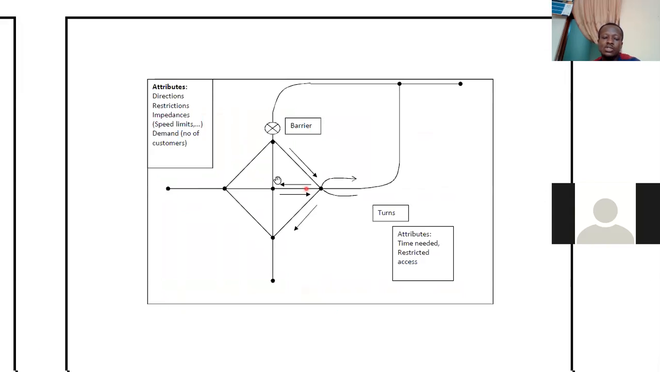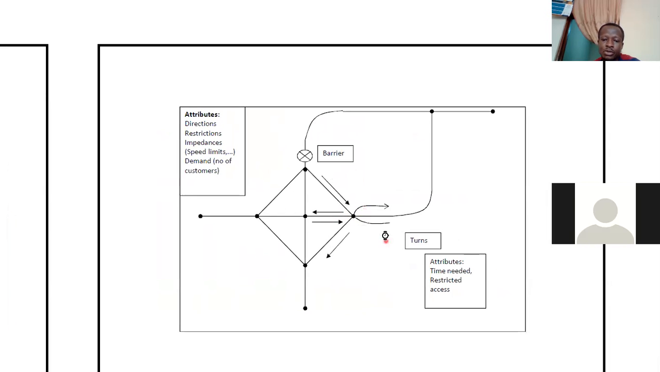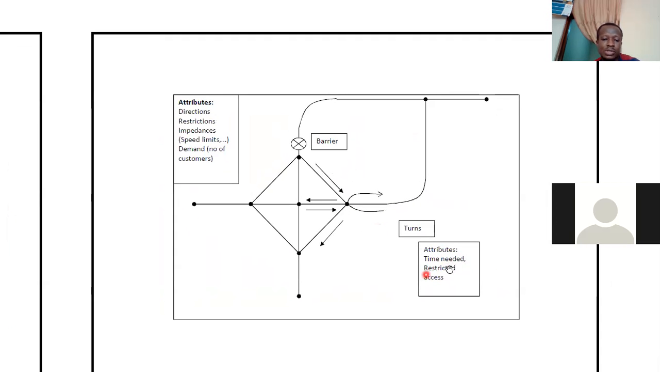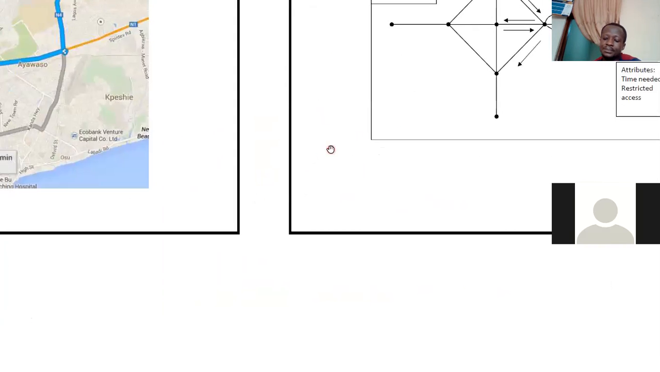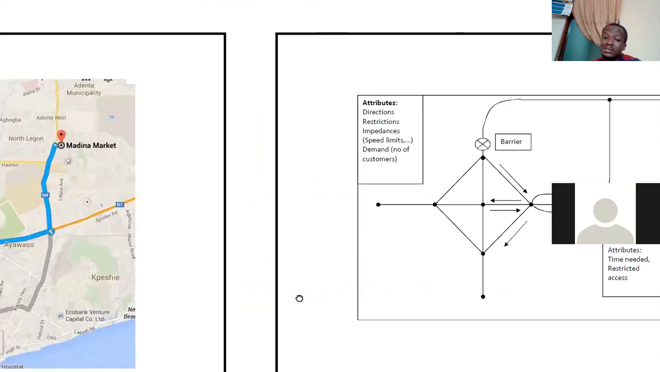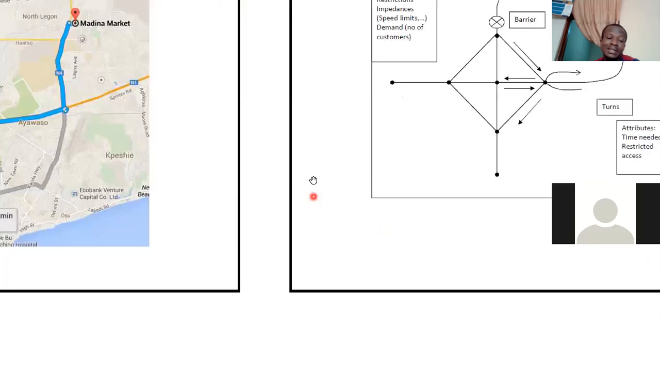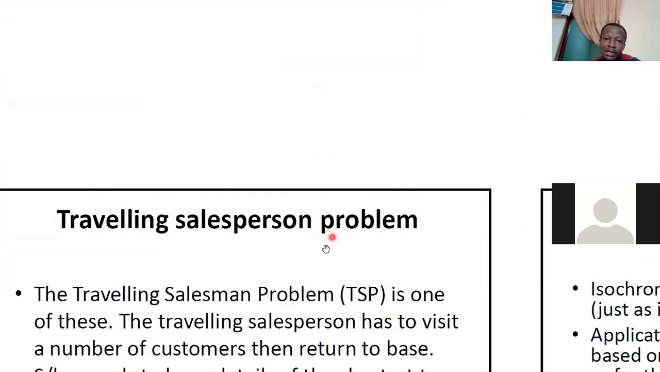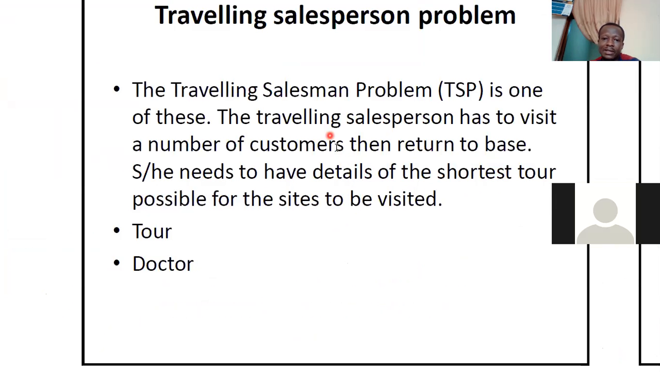So if you take a typical interchange, there are a few attributes: time needed, whether it is restricted, whether you have access. All that data is needed. I think I've already talked about this, but let me just go over it again. The direction of a route, the restrictions, the so-called impedances, and speed limits can be looked at. And we talked about demand, number of customers and all that. Yes, we can do an analysis that makes use of customer demand in the network.